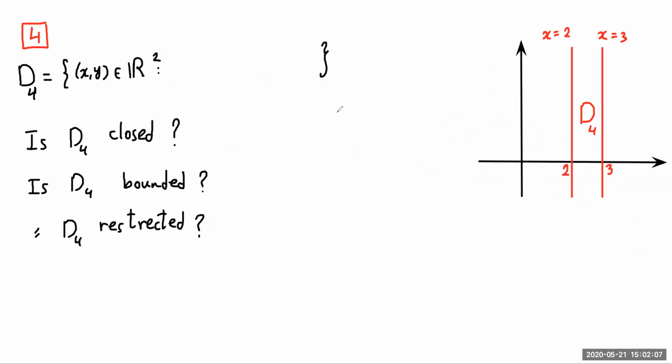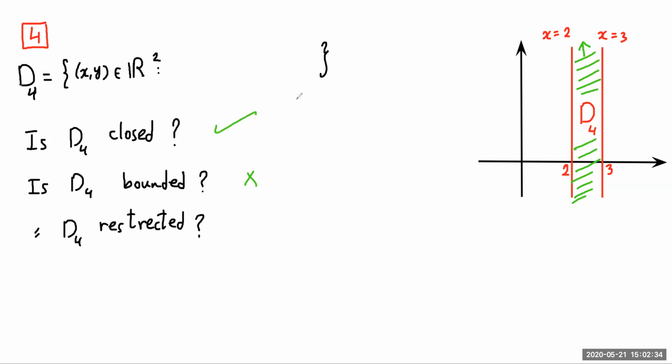Now, next example, the region D4. Here, between these two lines, x equal 2, x equal 3. So the region D4 is all of this part without the stop. Here, y will go to minus infinity, and from this direction, y will go to plus infinity. So because y could go to plus infinity, it's not bounded.